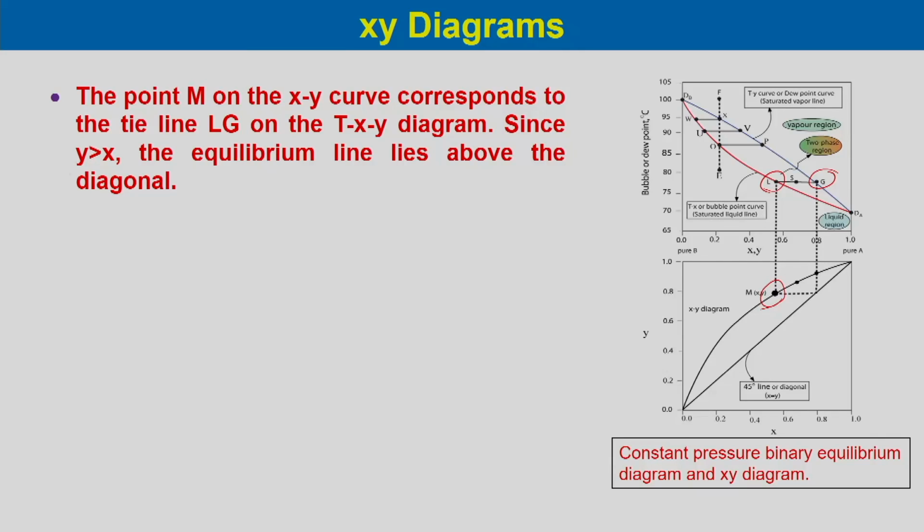Since y is greater than x, the equilibrium line lies above the diagonal. Because on the diagonal x is equal to y, if y is greater than x, then it will lie above the diagonal line. So, it is the equilibrium line above the diagonal.